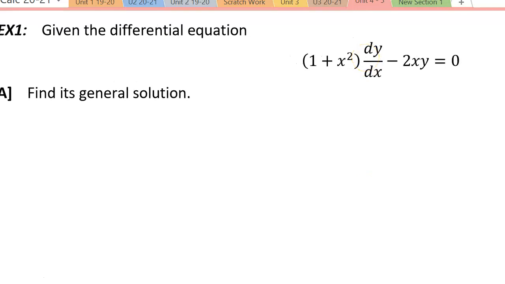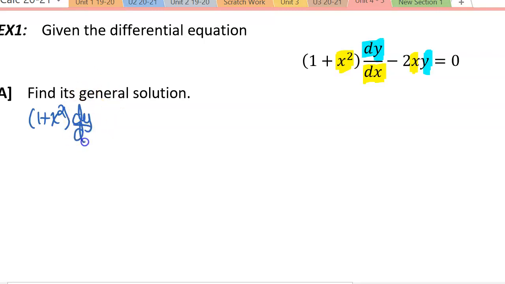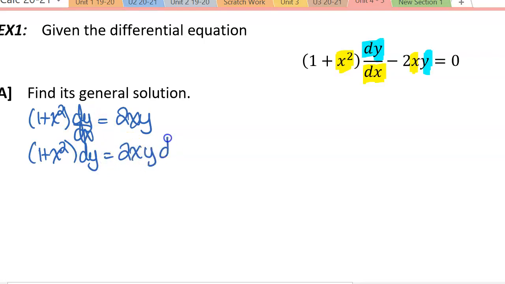Okay, so my first job is I want to get my dx's and the x's together on one side, and then I want to get the y's and the dy's together on the other side. I'll maybe try and do these color-coded. So I've got 1 plus x squared dy equals 2xy dx. So I'm going to move that over. Next, I'm going to write it as 1 plus x squared, and I'm going to leave the dy on the left because that's what it said, and move the dx to the other side.